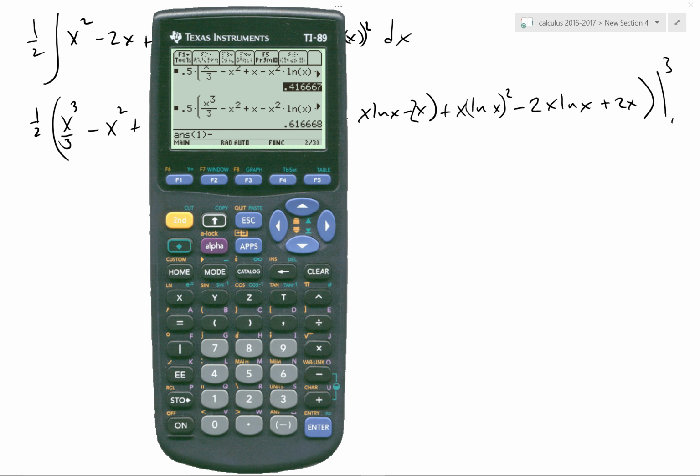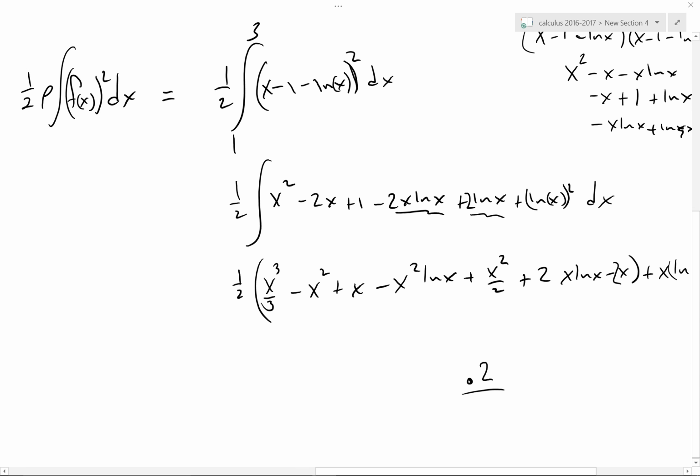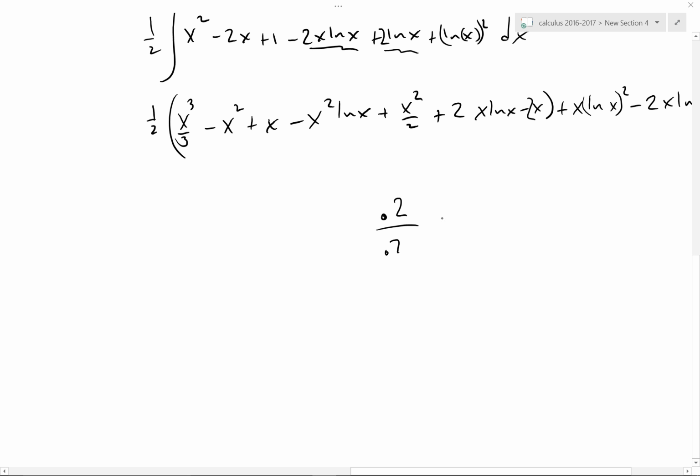Minus this guy. I get 0.2-ish. What was our bottom answer? 0.7. What do you get for an answer here? It's wrong, clearly. What is it going to be? Yeah, so on this one, graph it. Almost like that. Yep.